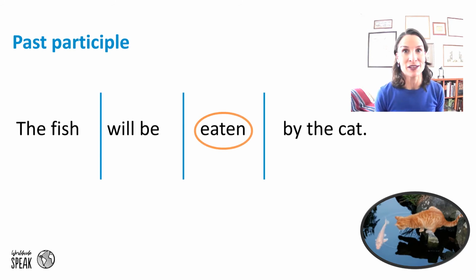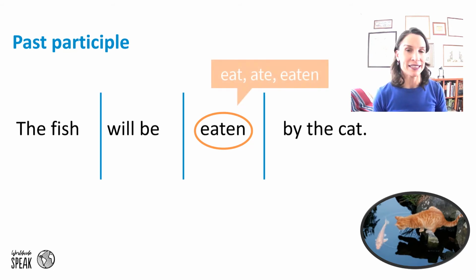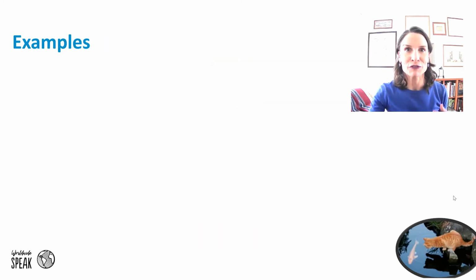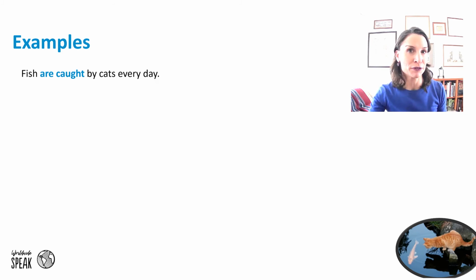The past participle is also very critical because this gives us the meaning of the sentence. So here I have the fish will be eaten by the cat. So remember, eaten here is the past participle of the verb eat. It's the third form of eat. So a few more realistic sentences in the passive might look something like this. Fish are caught by cats every day. Here I'm using fish, plural. It's an irregular noun. Its singular and plural form can be the same. Fish are caught by cats every day.